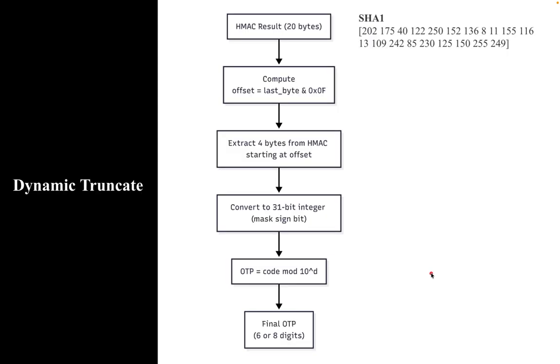Now looking at the dynamic truncate, which was the common and the important part in both the algorithms, the SHA-1 or the HMAC code we got from the previous step is given as input here, and after this step we have to find an offset. So the offset is like the last byte of the hash code, and we do a logical AND with 15. So why 15? The reason for 15 is that after this step we have to select 4 bytes from this hash code, from the offset index.